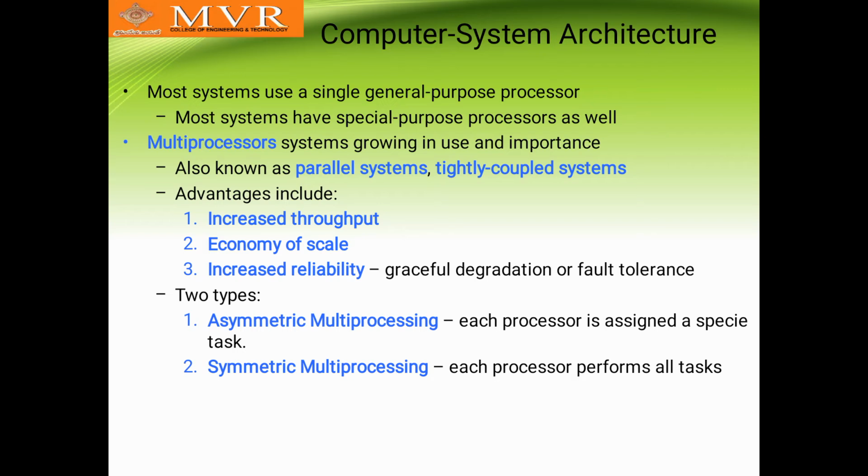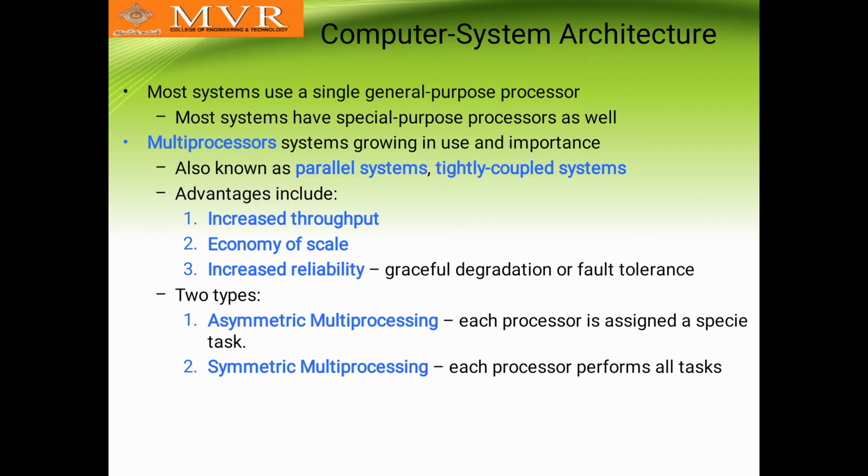Computer system architecture. In this computer system architecture, there is a single general purpose processor, and most systems also have special purpose processors. Those are multiprocessors. In this multiprocessor, it is also known as a parallel system or tightly coupled system, and the advantages are increased throughput, economy of scale, and increased reliability. In this increased reliability, graceful degradation or fault tolerance, there are two types of multiprocessing. Those are asymmetric multiprocessing and symmetric multiprocessing.